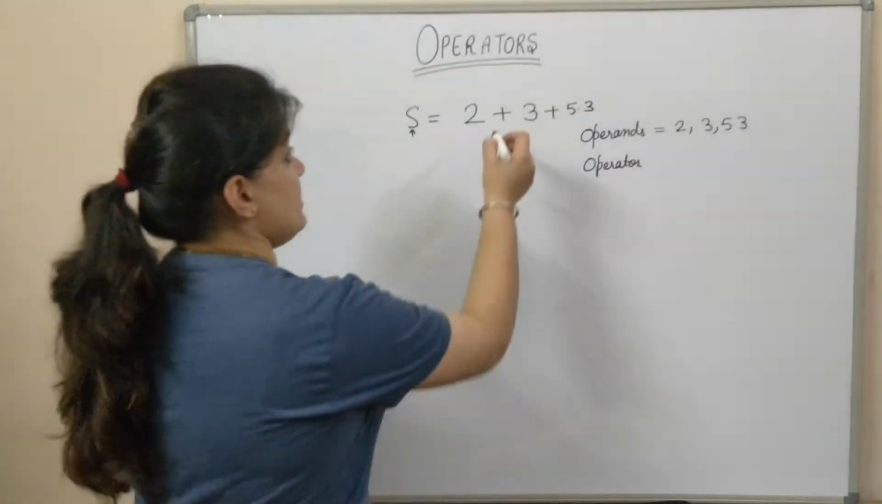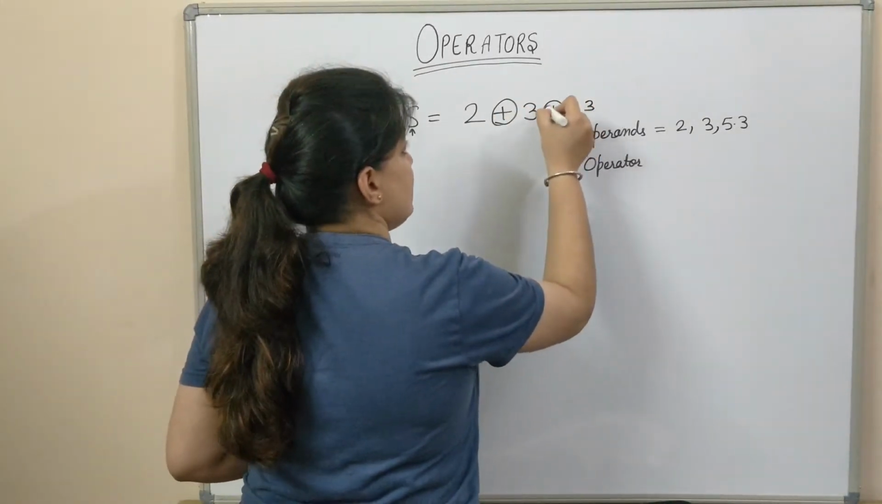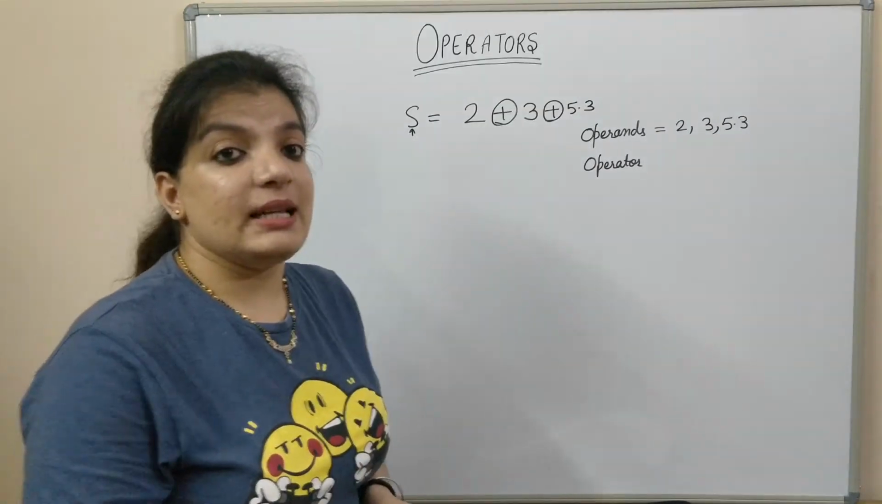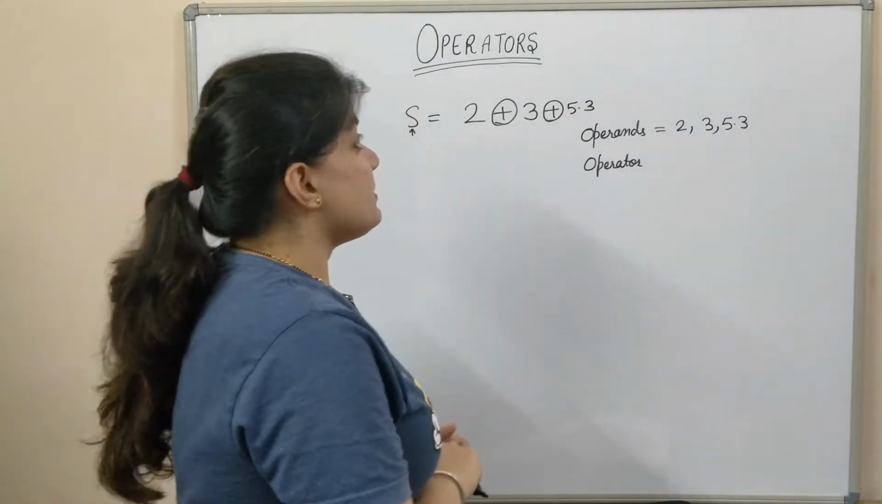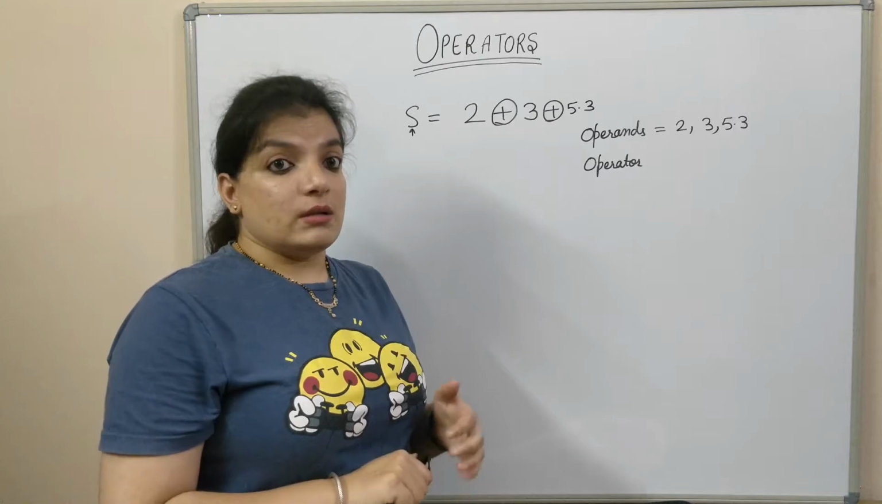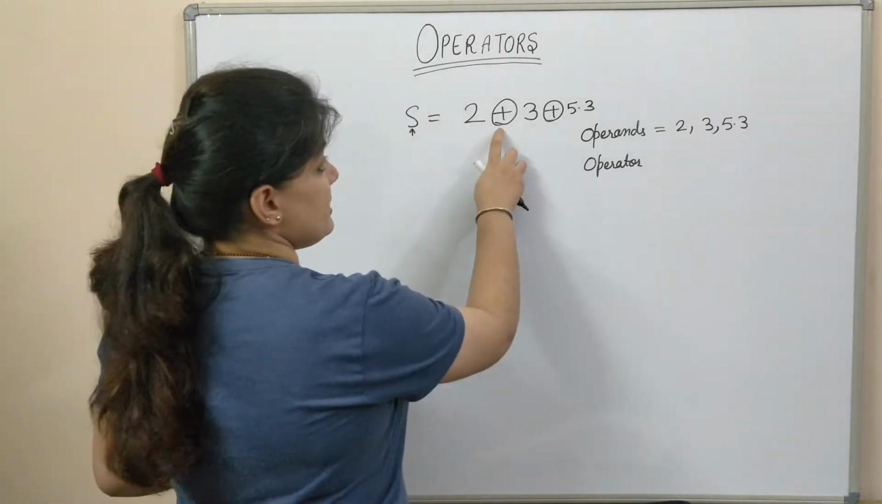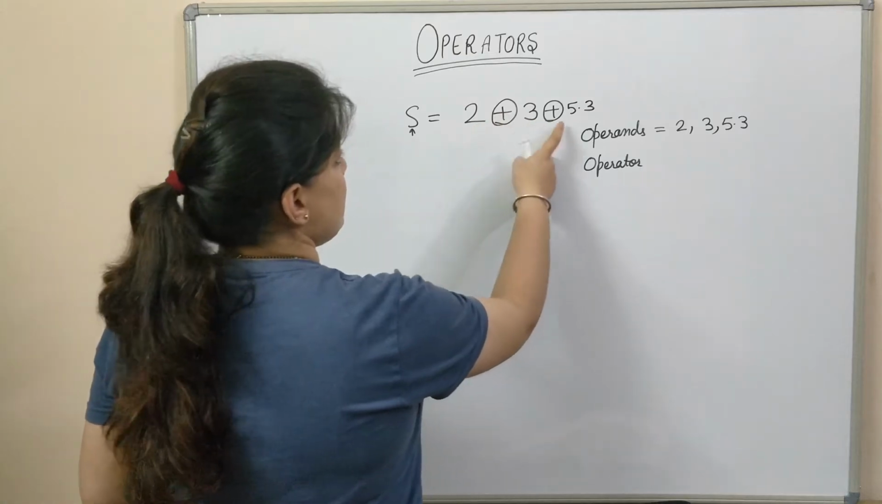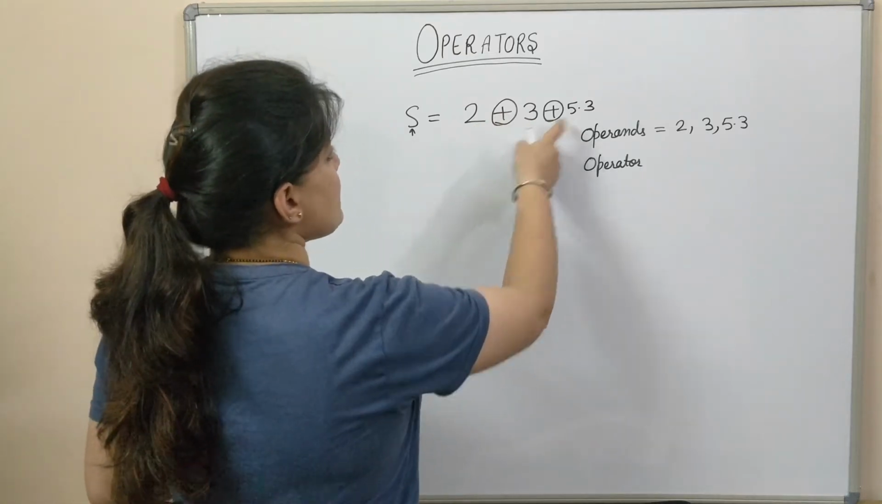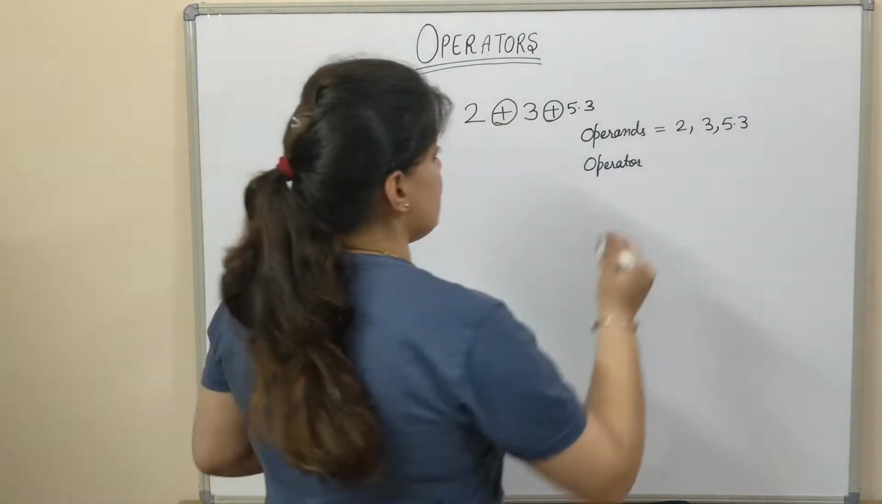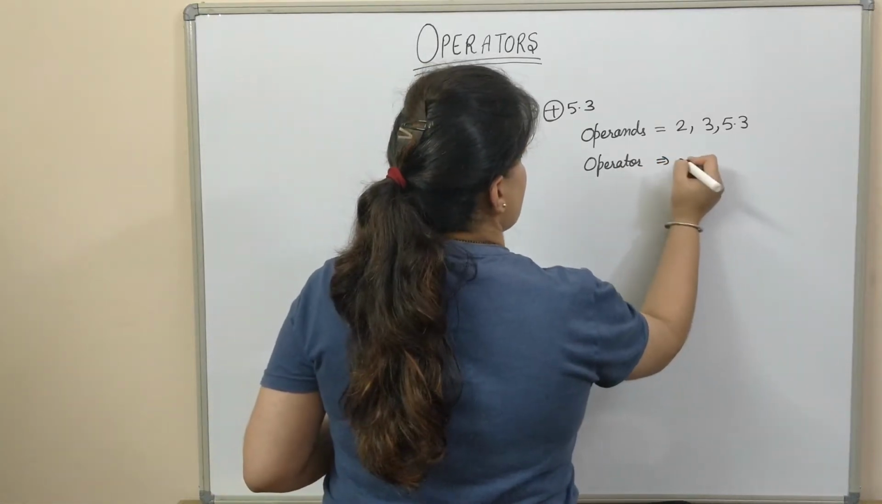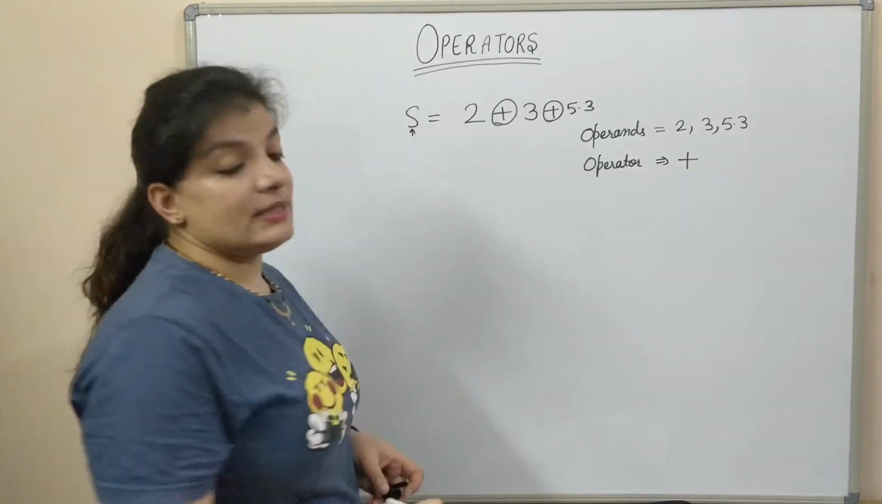Now what is this plus symbol? It is basically a symbol, but its purpose is to do the sum of numbers. So what will this symbol do? It will result in the sum of these three numbers. Which operator are we using in this? Only one operator, the plus symbol.